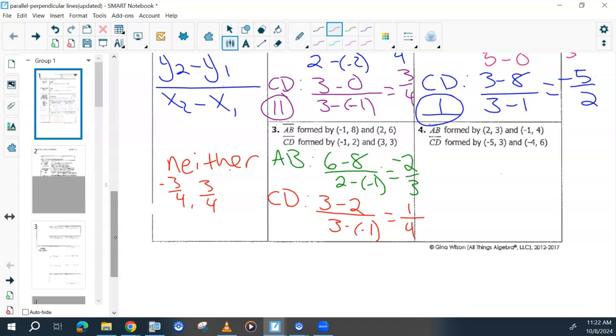Or, let's say we had reciprocals, but they were either both positive or both negative. Yes, they are reciprocals, but because one isn't the opposite sign, those are still a neither case. There are a bunch of those. Questions on any of them?